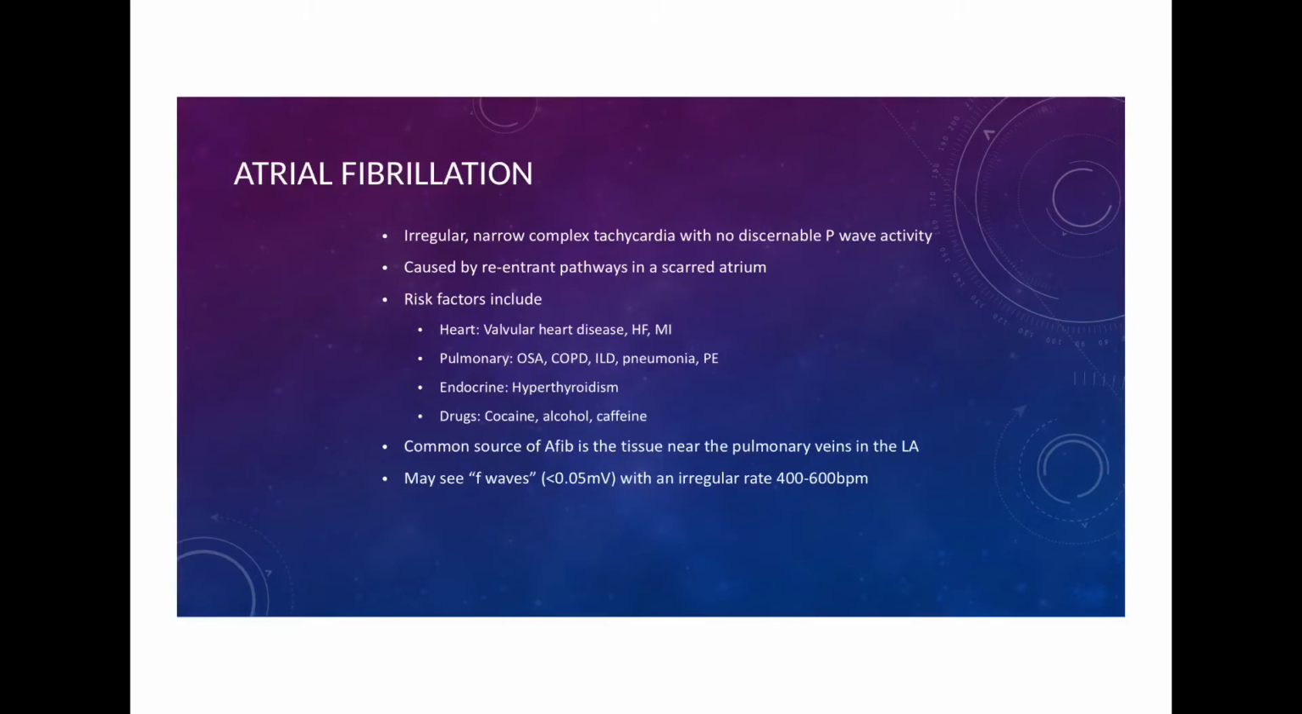A commonly asked question is the source of atrial fibrillation in most young patients without any of these risk factors. It's the tissue around the left atrium near where the pulmonary veins enter. And that's important because by ablating the tissue around that area, you can sometimes stop their atrial fibrillation.